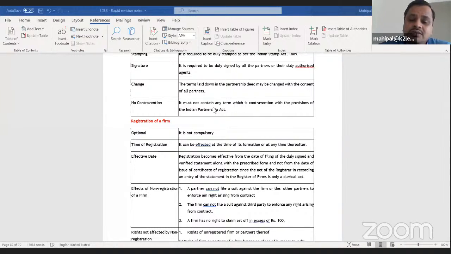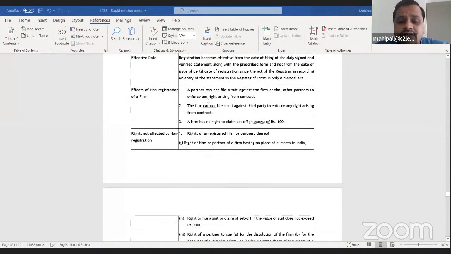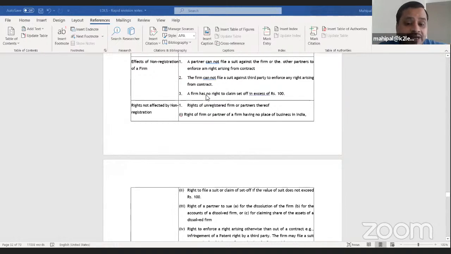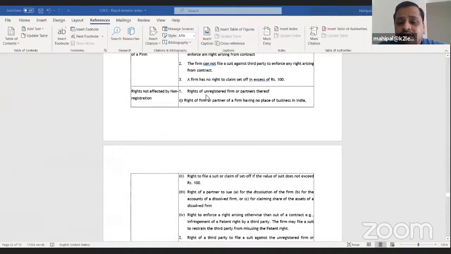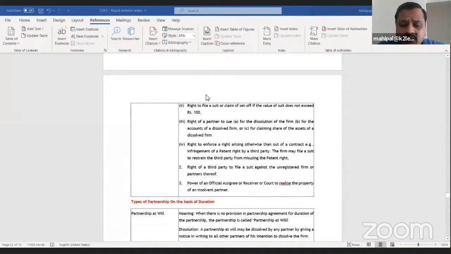Am I clear? Now, if partnership registration is not compulsory, then these are the following disadvantages. Number one, a partner cannot file a suit against the firm or other partners. A partner cannot file a suit against a third party, and a partner cannot claim a set-off exceeding rupees 100. But these are the following things which are not affected. The partners can claim a set-off of less than rupees 100.